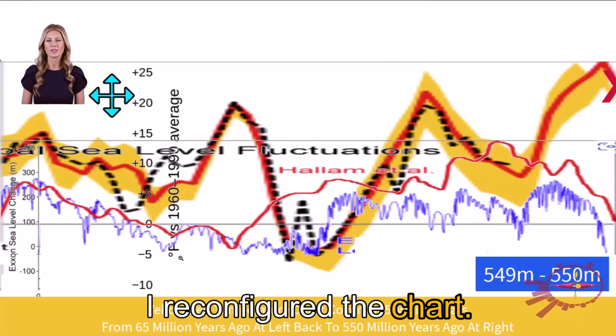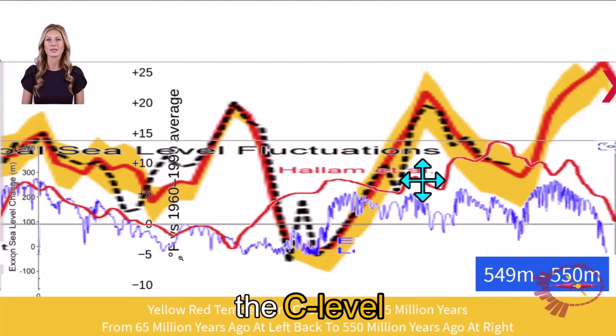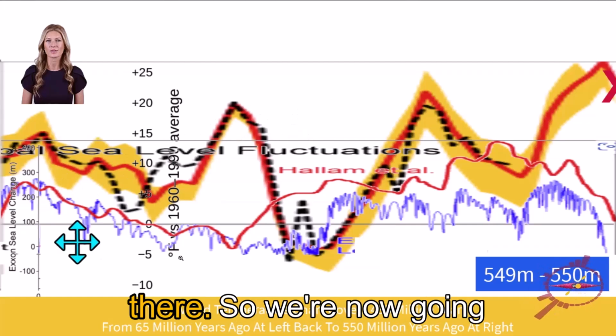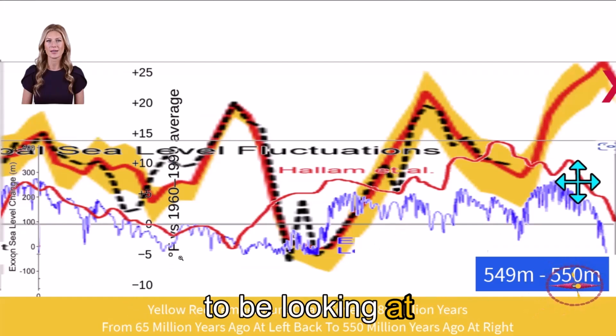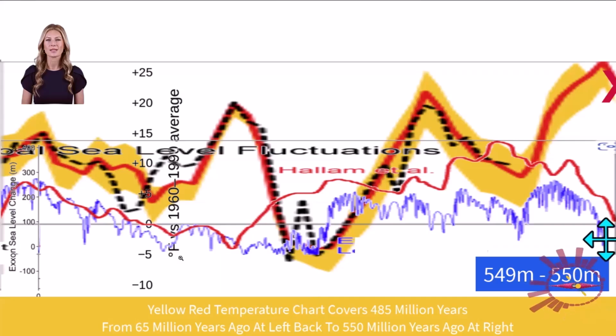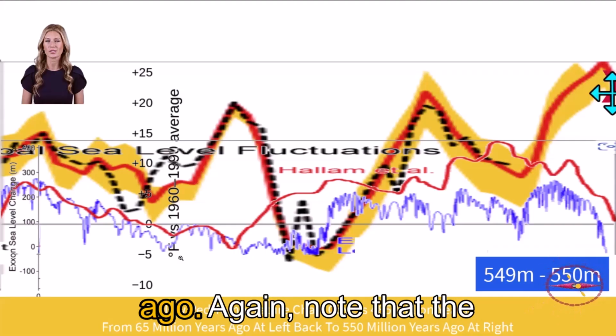Here, I reconfigured the chart. I've hidden the CO2 part of the chart and I redisplayed the sea level part of the chart, as well as leaving the temperature there. So we're now going to be looking at temperature versus sea level over time. I've placed this at the very end of the 5th panel. So we're sitting about 550 million years ago.